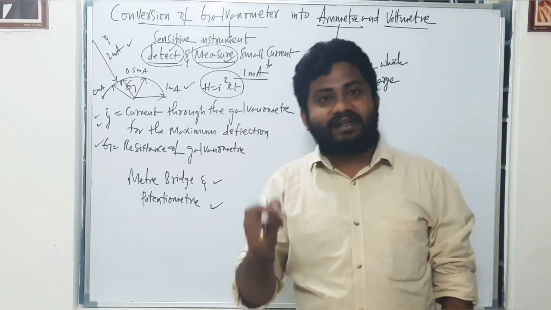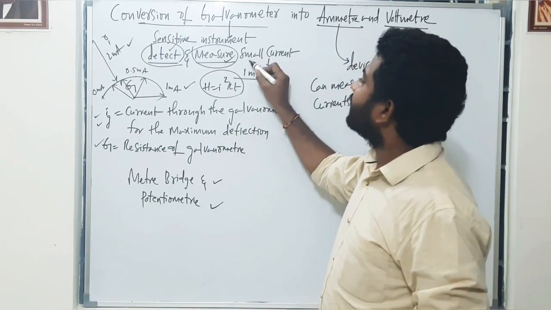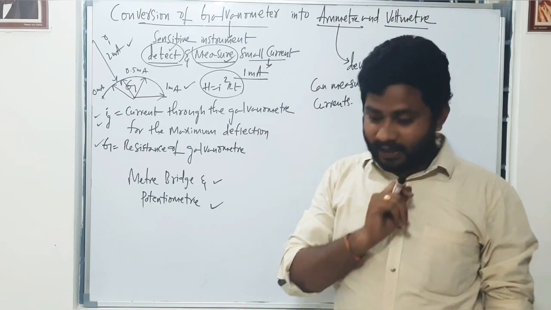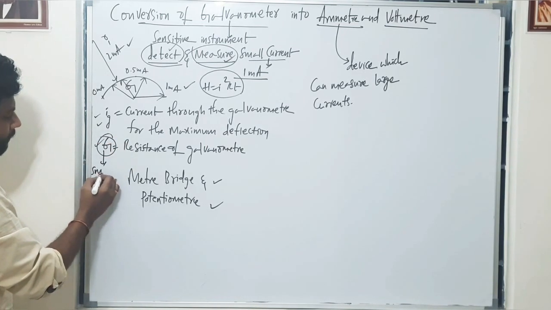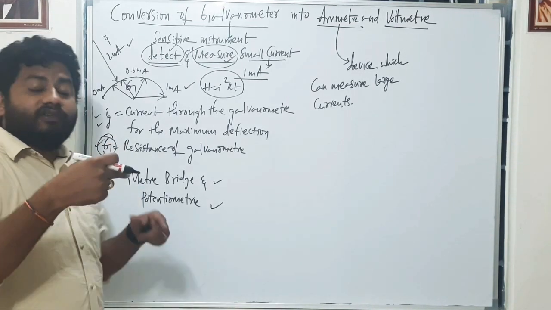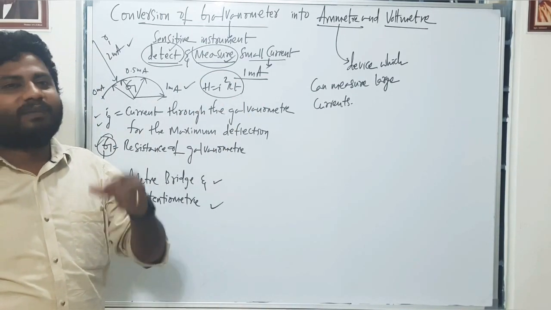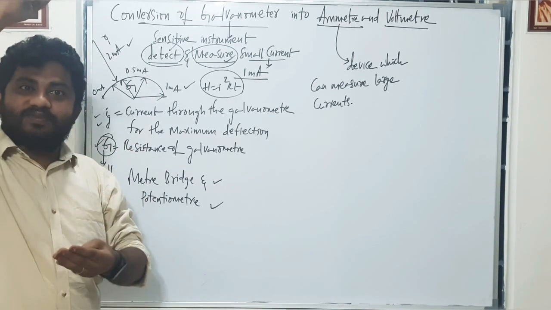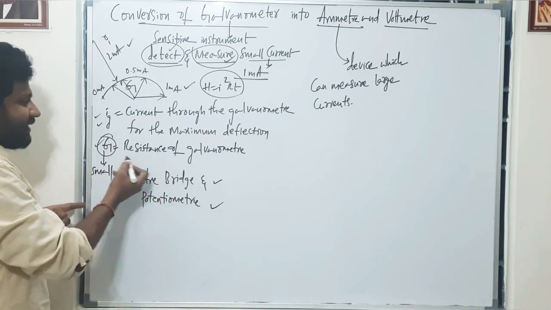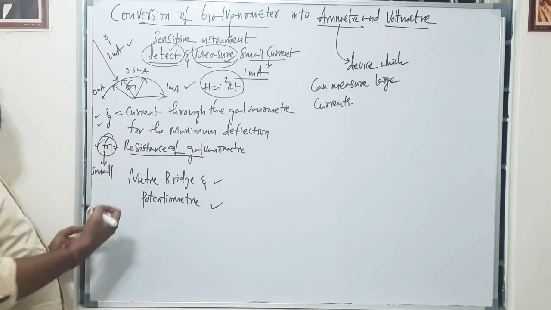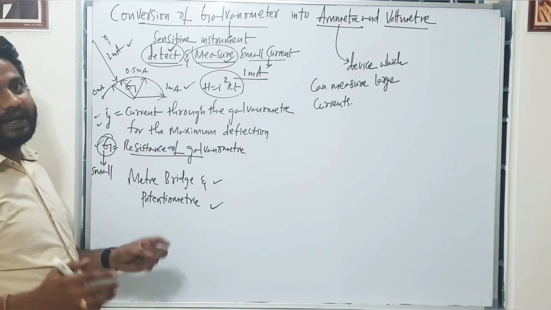While detecting the current's presence, it could also measure the amount of current, but it is very small. Now the resistance of this must also be very small, because if the wire has more resistance, the amount of current passing through it will be very, very less. Understand? Resistance is more, current passing through will be very less. So that's the reason the resistance of the galvanometer will be very less, and it is used to detect the presence of current in the circuit.